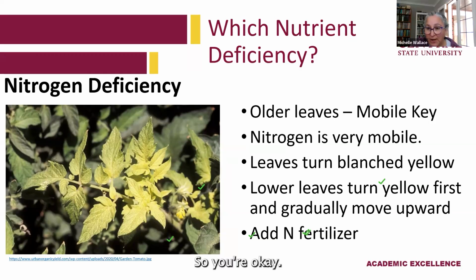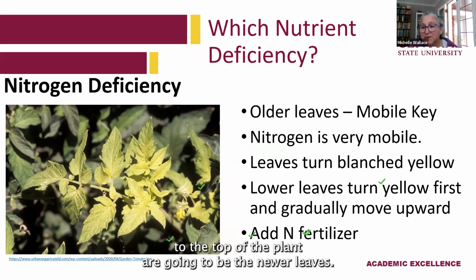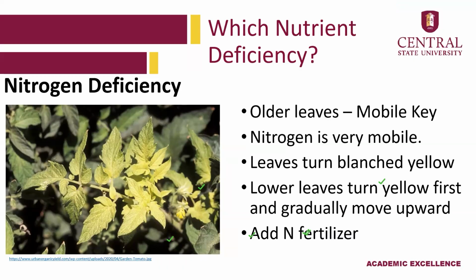So on plants, the leaves that appear closer to the base of the plant are going to be old, and as the plant grows, the ones that appear closer to the top of the plant are going to be the newer leaves.